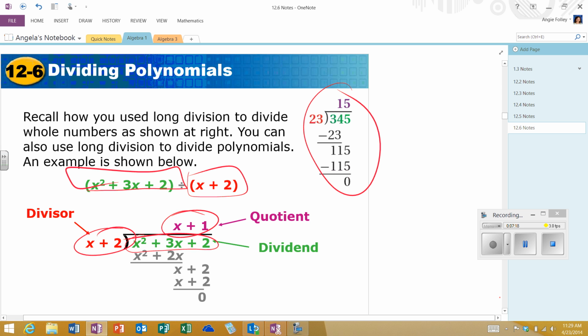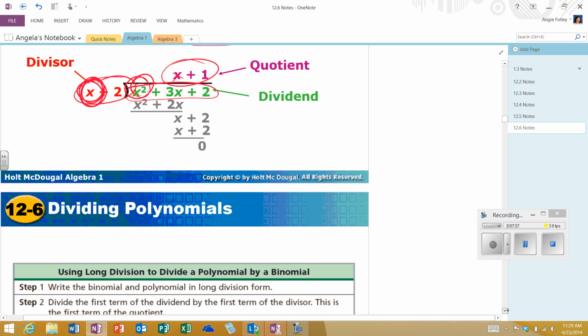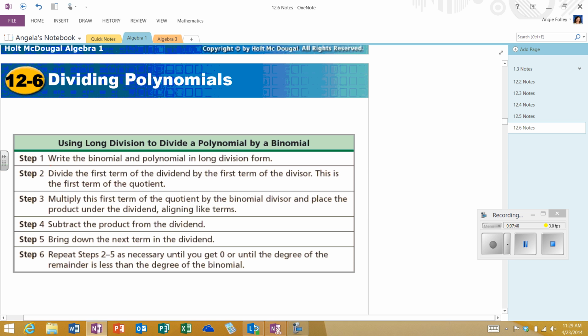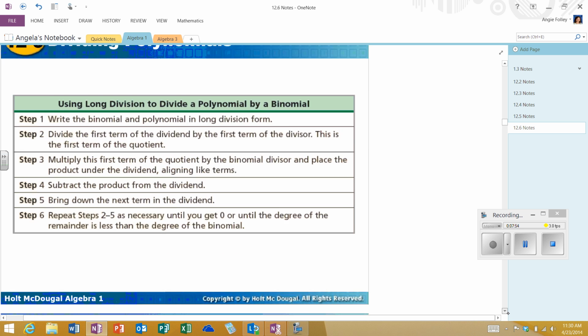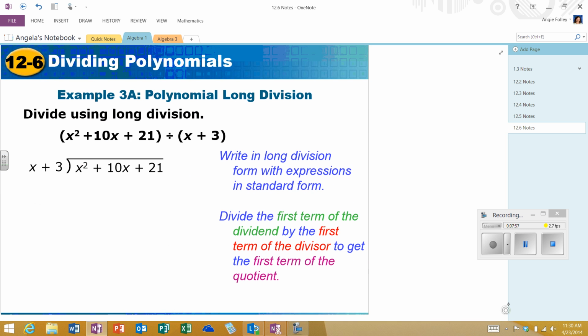So I'm going to walk you through this process here. What's going on is you're figuring out how many times the first part of the divisor goes into the first part of the polynomial in the dividend. So for example, x goes into x squared. I need to multiply by x to get x squared. So that's kind of the first step. Let me walk you through this. You want to write the binomial and the polynomial in long division form. You want to divide the first term by the first term of the divisor. Then you're going to multiply through and subtract like you would in long division, and repeat the process. So let me show you.